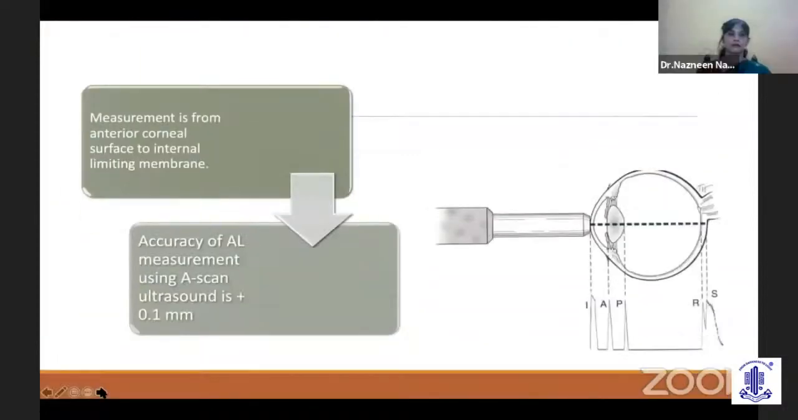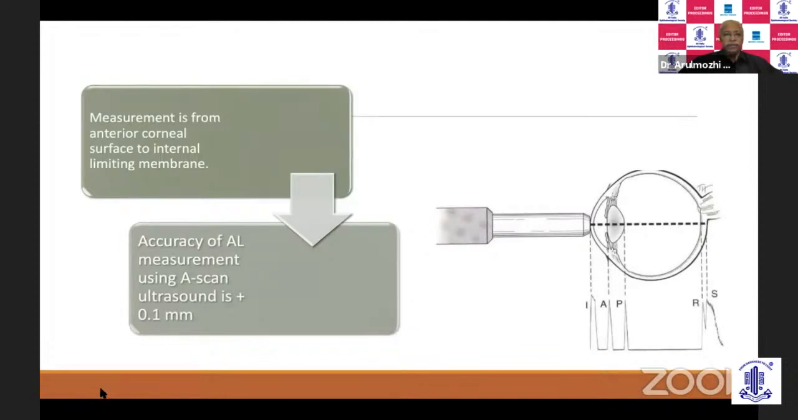So measurement on this, the A scan, is from the anterior corneal surface right up to the internal limiting membrane. That's the one that has the highest reflectivity on the retina. Accuracy of the axial length is very high with the ultrasound. If done properly, the repeatability is well within 0.1 millimeters, which is brilliant.